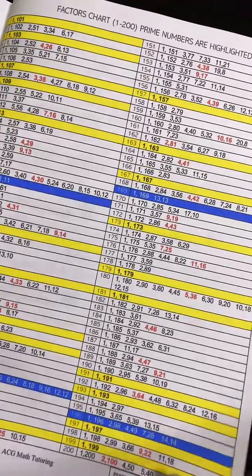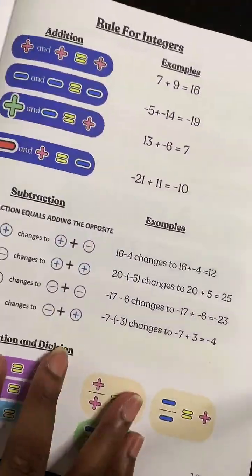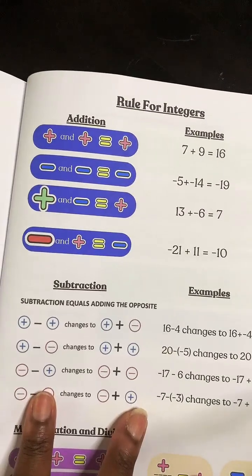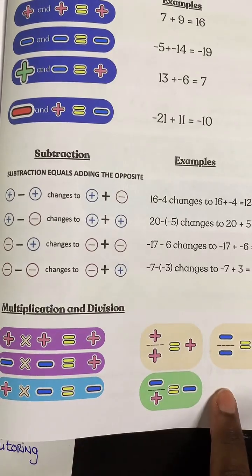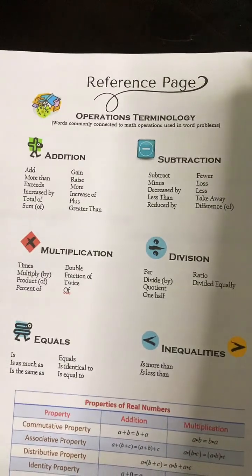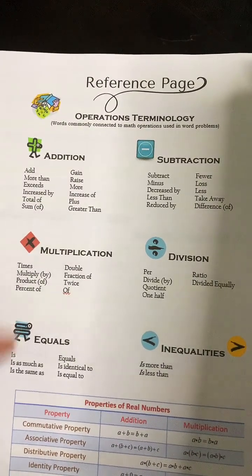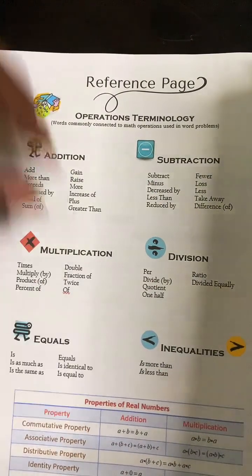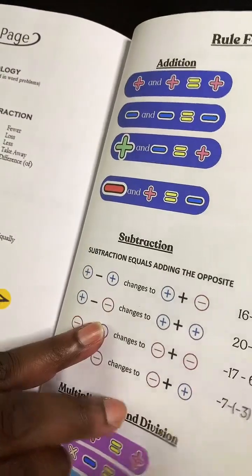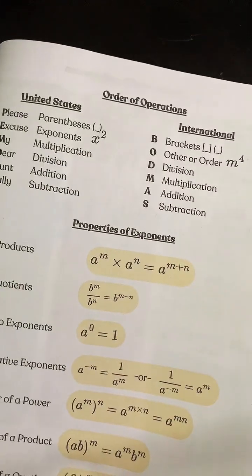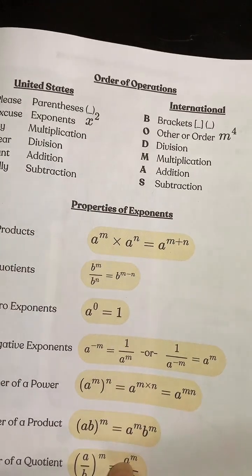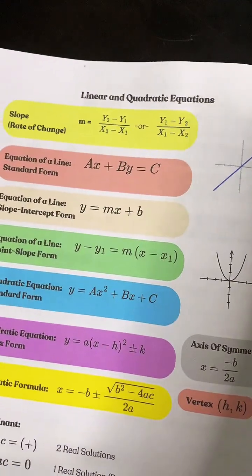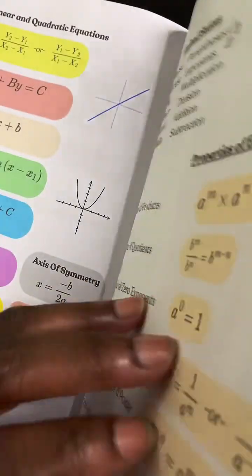Okay? In addition, if you can't remember those rules of integers, I have that right here for you. So we're looking at addition, subtraction, as well as multiplication and division. Then for word problems, the most frequent words used in most word problems and what operation they are talking about. Then we have our order of operations, both in the US and international. Then we have the properties of exponents, linear and quadratic equations. Like, it has everything.